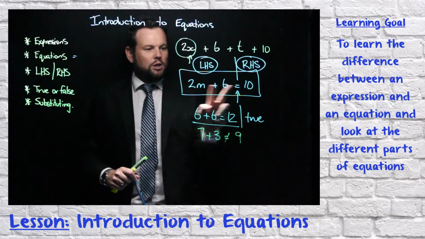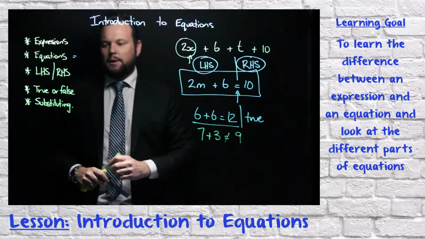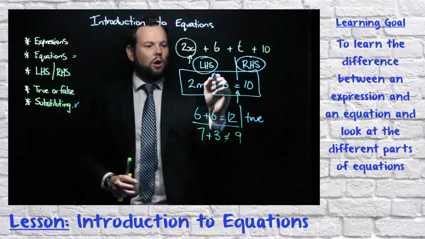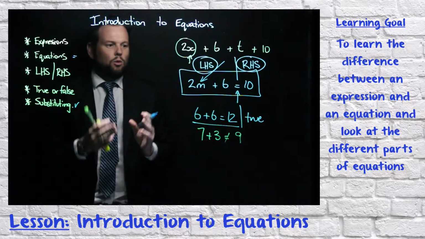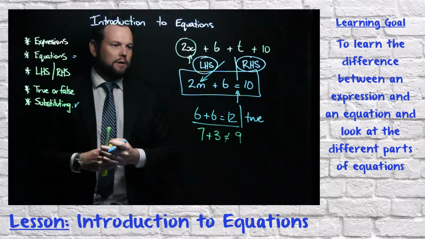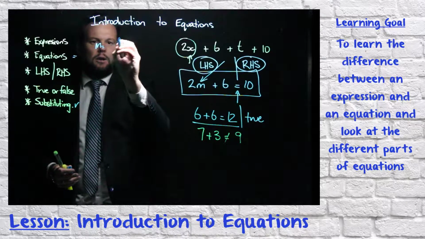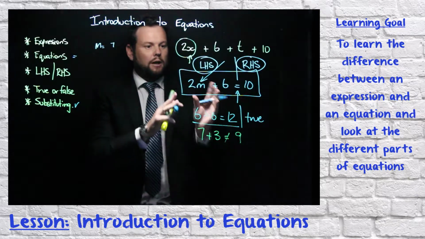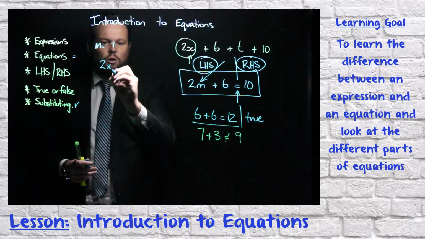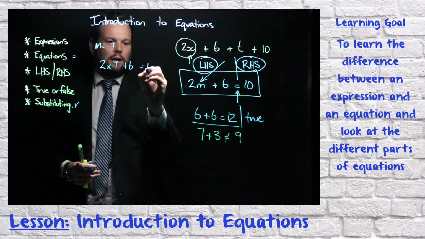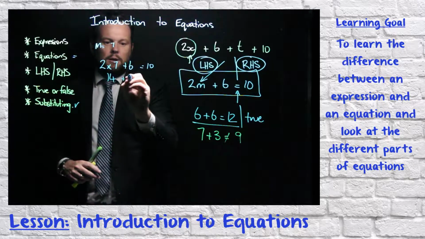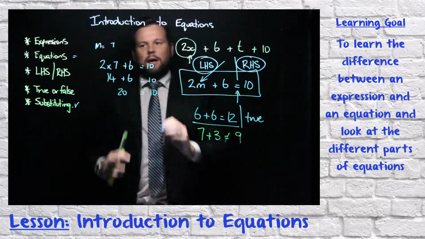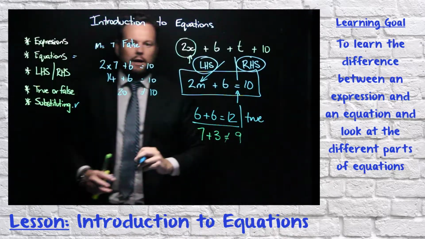So when we have a question and we come back to our equation here, 2m plus 6, we can do a thing called substituting to look at whether or not our equation is true. So I can substitute a number in for the variable m, okay, and I can work out whether or not this is true. So if I was to say m equals 7, substitute that into your equation and tell me whether or not that equation is true, you could rewrite it. You could say, okay, well, 2 times 7 plus 6 equals 10. 2 times 7 is 14, plus 6, and 14 plus 6 is 20. 20 does not equal 10, so that means that that would be false, okay?